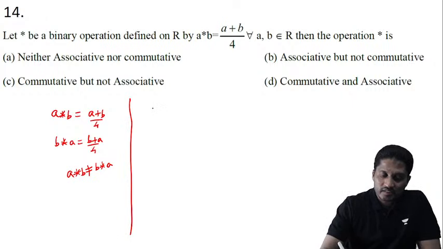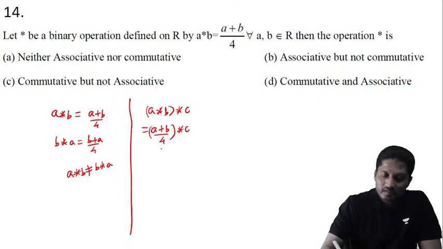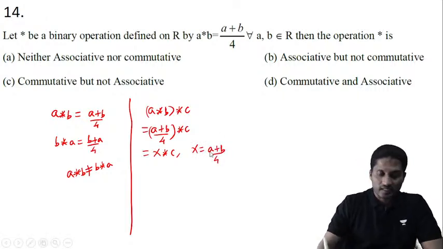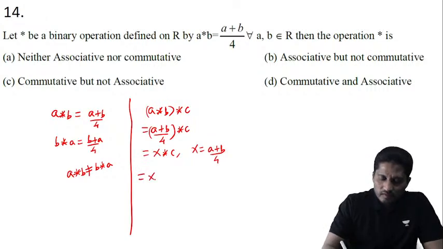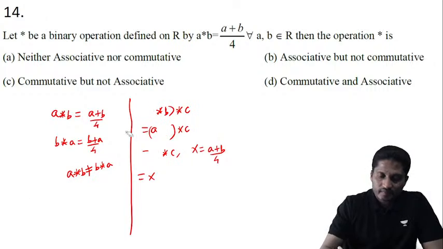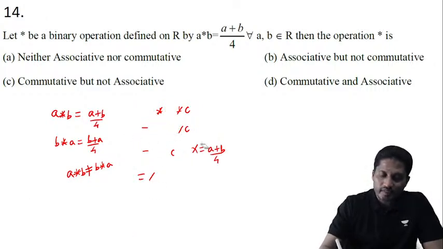Associative, I am going to take A star B star C. A star B is A plus B by 4, right? And then this is star C. I'll take this as X star C. X is equal to A plus B by 4. Okay, what is X star C now? See, actually no need to do the problem, guys. Any operation which is not commutative is not associative. We can stop here only.